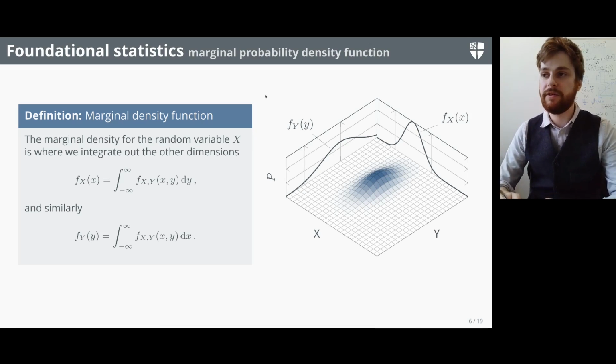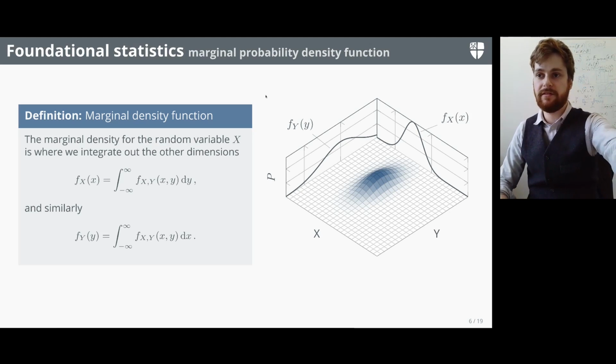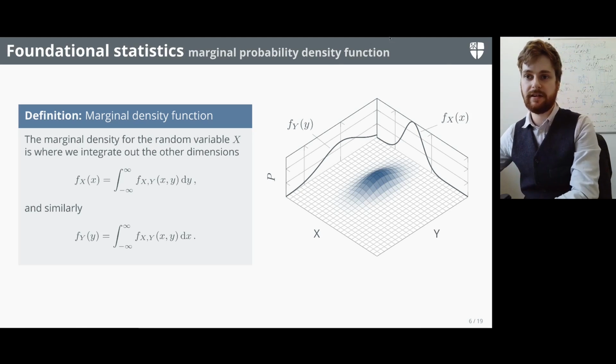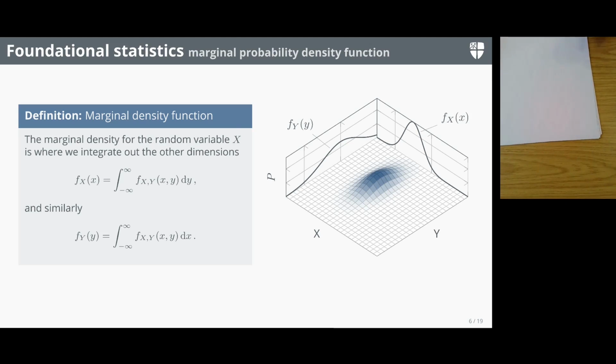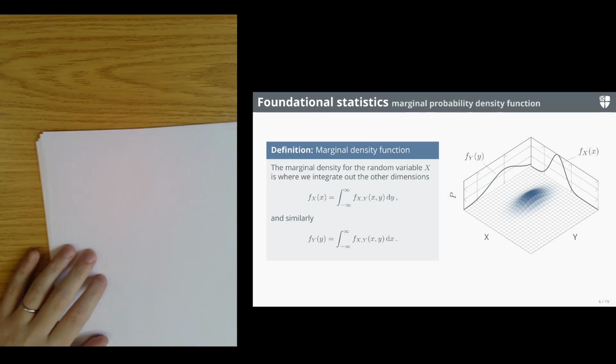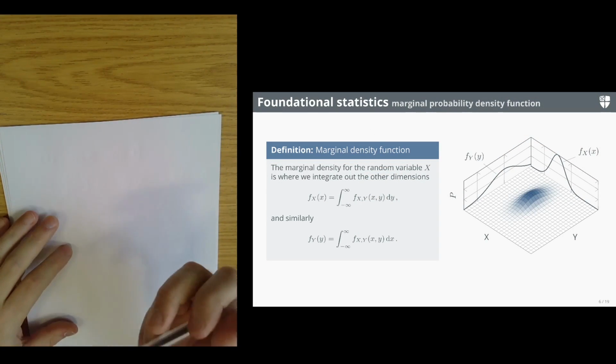So it's probably worth me just showing this in the n-dimensional case, just so you can see how you integrate out the other dimensions in higher dimensional cases. So if I just switch over to my notes, hopefully that's in view.